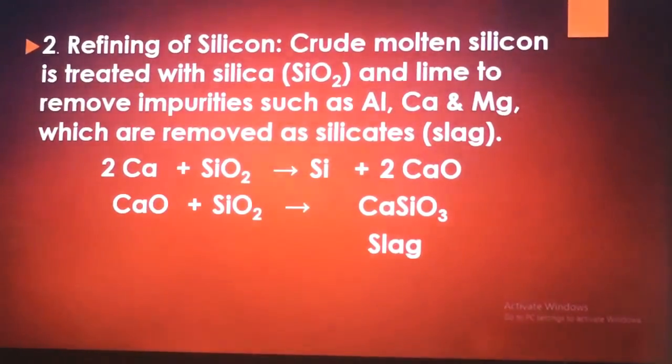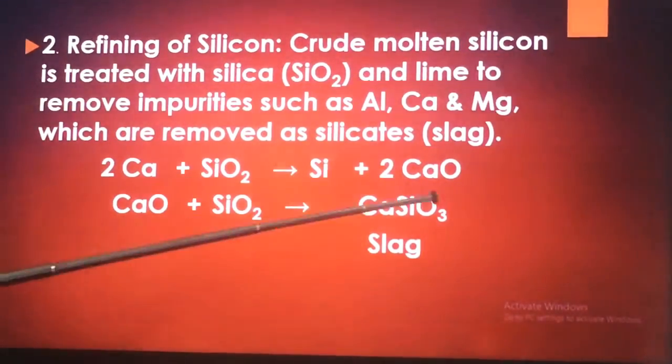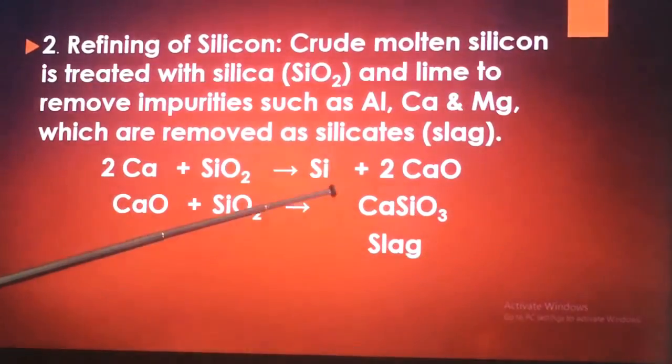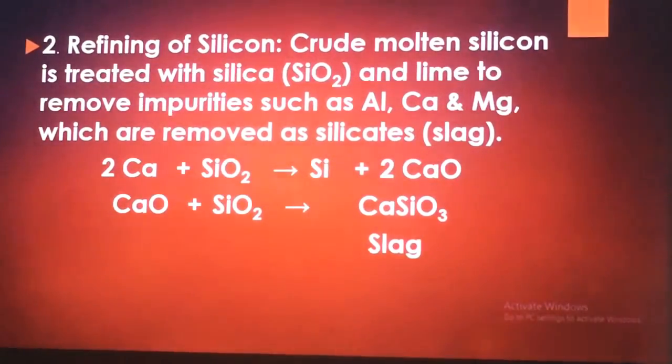And the slag thus obtained can be mechanically removed. Molten silicon thus obtained is poured into molds and solidified. Silicon thus obtained in this process is called metallurgical grade silicon. So now we have obtained metallurgical grade silicon.